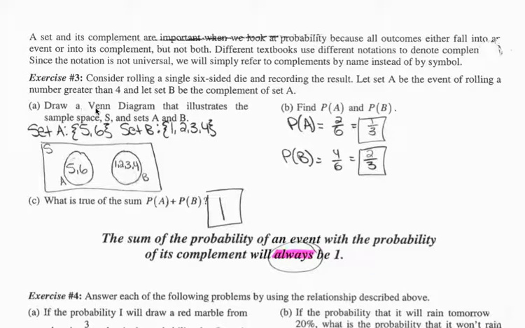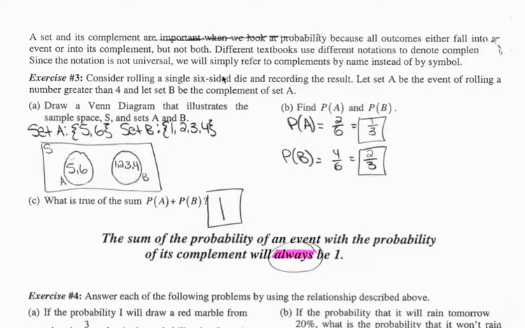So to begin with, we're going to draw a Venn diagram that illustrates the sample space. Sample space is represented by S, and you'll see that we have a big rectangle here, labeled with an S. That represents all the possible combinations. Sets A and B are subsets, and they are complements of each other.